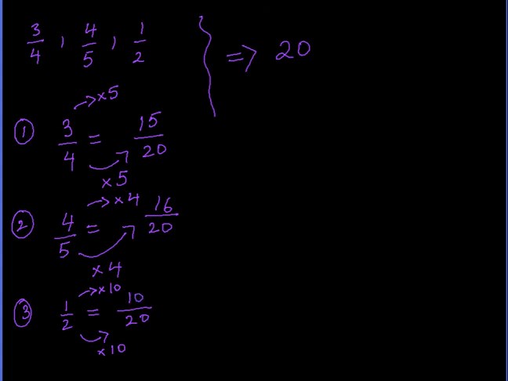And finally, I can just compare the fractions by using the top number. So here I can see that the largest one is 16/20, or in other words 4/5. So that's the first one. Then the next one is going to be the 15/20, or in other words 3/4. And the last one is going to be the 10/20.